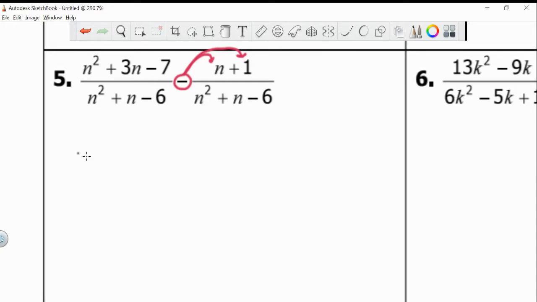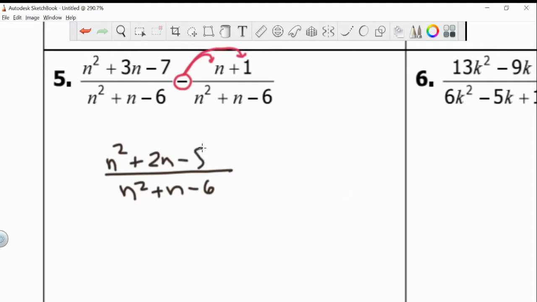So, in doing that, the denominator will stay the same. The numerator needs to be subtracted. That's n squared minus, there's no other n squared, so it's just n squared. 3n minus n, it's going to be 2n. And then here's the part that people would mess up. Negative 7 minus 1. You're down 7, you go down 1 more, you should be down 8. Again, that's not really tricky compared to some of the stuff we've done this year.